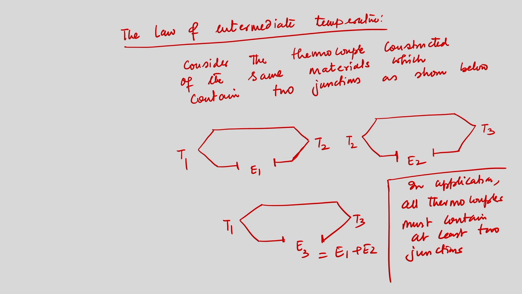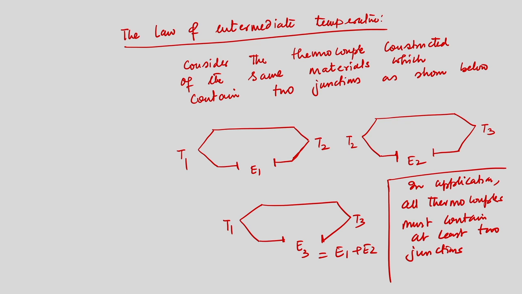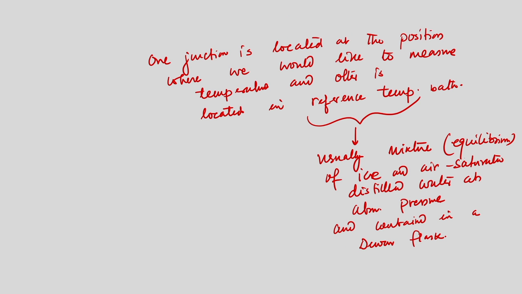And we have seen that thermocouples, in most of the applications used to measure temperature, will have at least two junctions. That is obvious: all thermocouples will have at least two junctions in applications where they are used to measure the temperature. One junction is located at the position where you would like to measure the temperature. The other junction is kept in a reference temperature bath where the temperature is maintained at 0 degrees Celsius.